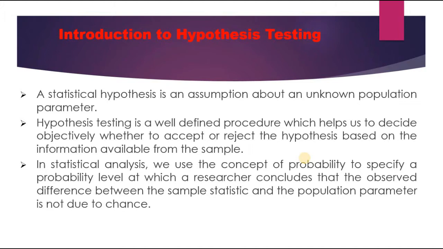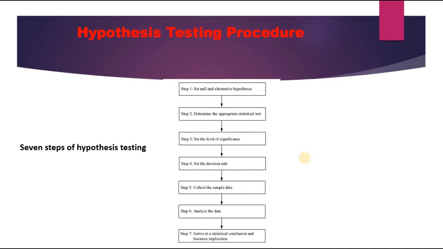In statistical analysis, we use the concept of probability to specify a level at which a researcher concludes that the observed difference between the sample statistic and the population parameter is not due to chance. That is what we call the level of significance or confidence level, the accepted level of tolerance. If the sample parameter falls within the acceptance region, we accept the hypothesis. If it falls outside the acceptance region, the hypothesis is rejected. These are the various steps involved.